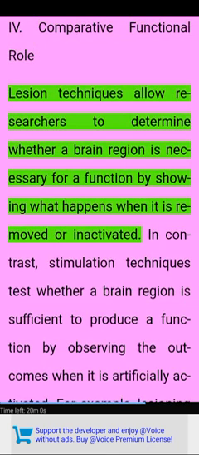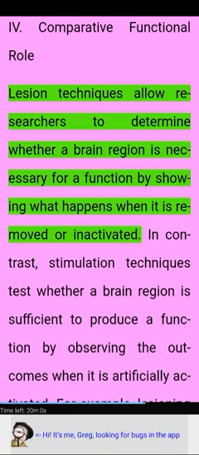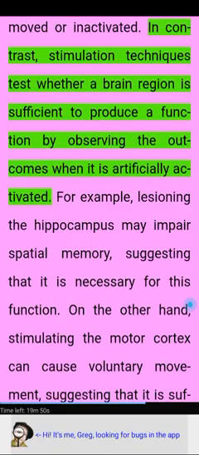Lesion techniques allow researchers to determine whether a brain region is necessary for a function by showing what happens when it is removed or inactivated. In contrast, stimulation techniques test whether a brain region is sufficient to produce a function by observing the outcomes when it is artificially activated.